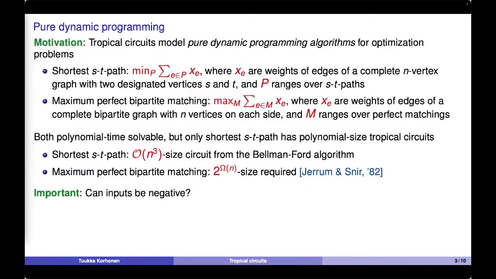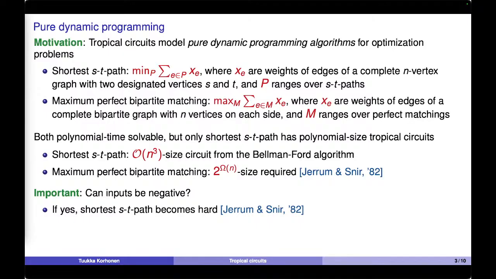So shortest s-t path becomes hard, and this was proven in this paper where they proved a lot of things. But I guess for shortest s-t path, you can fix this by changing the definition so that, instead of ranging over all paths, it ranges over all walks of length up to n edges.